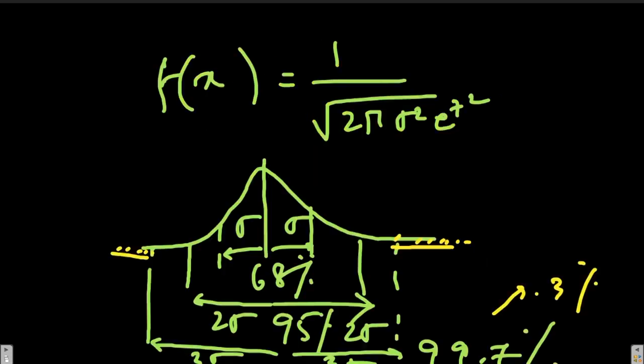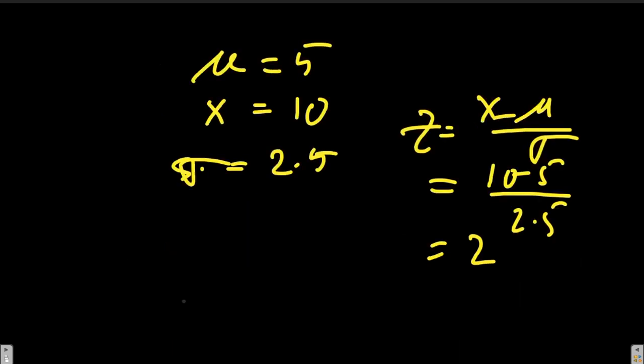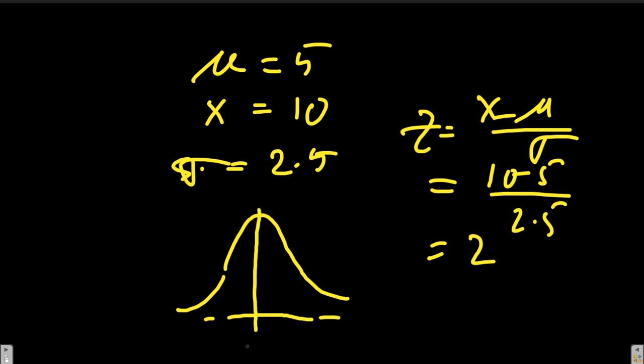Okay, so let's say this is 5, mu, and this is X, which is 10, and sigma is 2.5. So basically, if I take 1 sigma away, this is going to be 7.5, and this is 10. So essentially, Z of 2 means I'm talking about 2 standard deviations. So this area is actually the 2 standard deviation area.